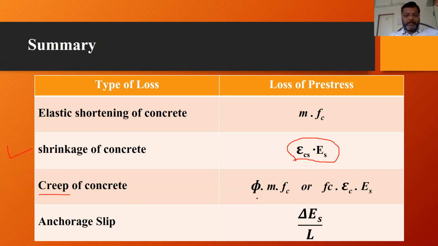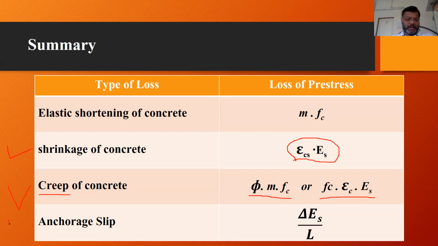That creep coefficient is phi. It is nothing but the ratio of creep strain to the elastic strain. If we know the value of creep strain and the elastic strain, then by using that relation we'll be able to find the value of phi, the creep coefficient. And m we have already discussed, Es upon Ec, and fc is the stress in the concrete at the level of steel. So by using this we'll be able to find out the loss of prestress in case of creep of concrete, or you may use the relation fc into epsilon c into Es, where fc is the stress in concrete at the level of steel and epsilon c is the creep strain which is going to develop. That creep strain is the amount by which the concrete is going to shorten, that is the change in length happening in that concrete. So this is about creep of concrete.